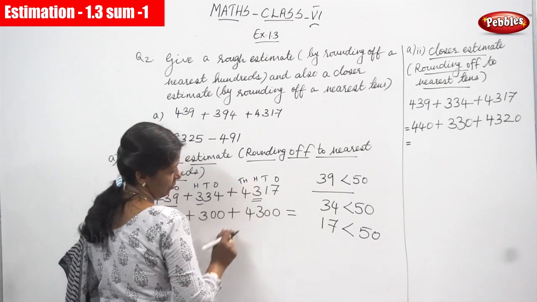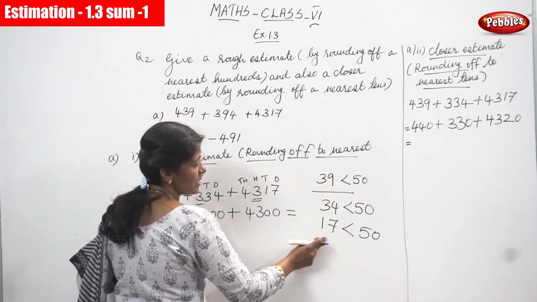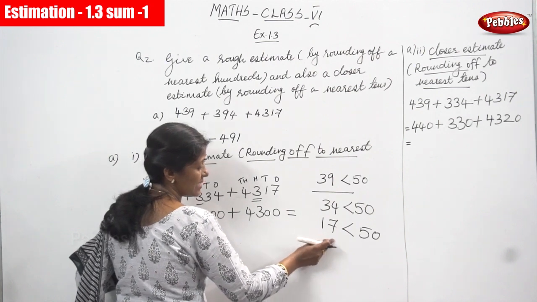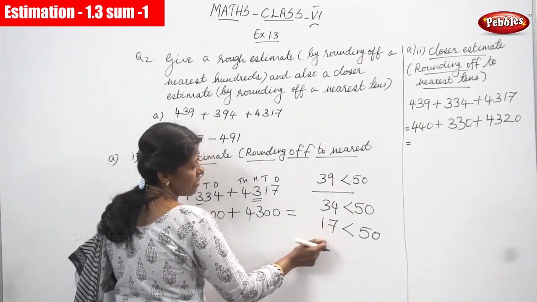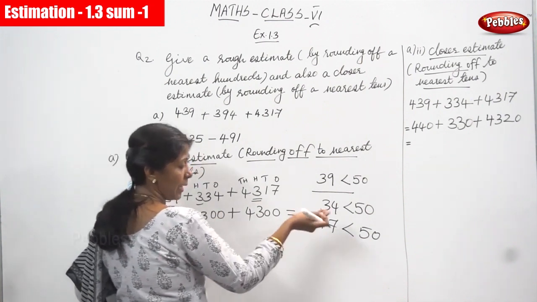3 in the 100 place value. But it does not come under the rule, because the tens and ones place value, what is the number? That is 1 and 7. So that is 17. 17 is less than 50, so you should not apply the rule.